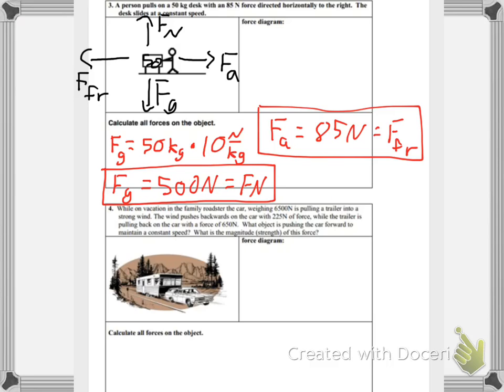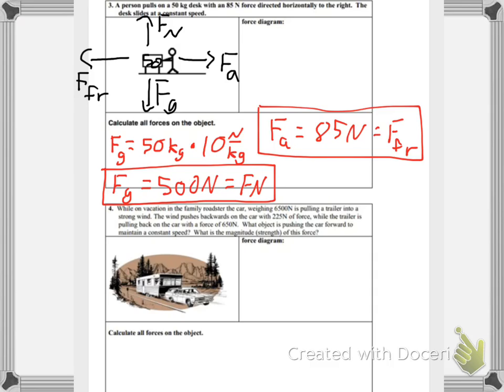Now the last one. While on vacation, we've got a car which weighs 6,500 newtons pulling a trailer into the wind. The wind is pushing back with 225 newtons of force, and the trailer is also pulling back with 650 newtons. What object is pushing the car forward to maintain a constant speed? So again, this idea of constant speed means that the forces must be equal and opposite. They must be balanced, which means that the arrows need to have the same magnitude. They need to have the same length.